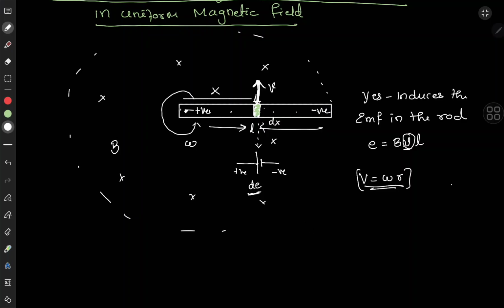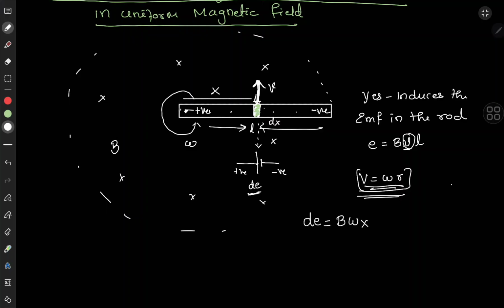Now we will write an equation. The induced EMF in the dx element can be written as dE equal to B, the magnetic field, which will remain the same, times v. V can be written as omega into R, and R is nothing but x here. So we can write v is equal to omega into x. Next we are going to take the length element.